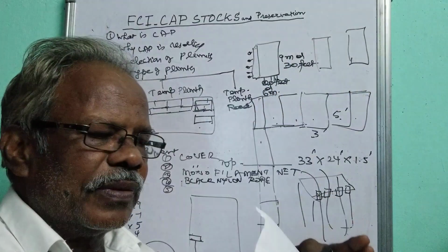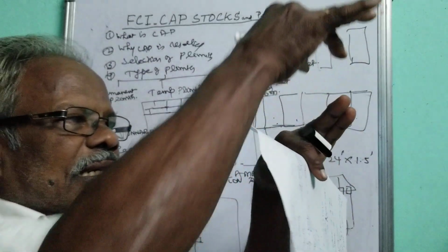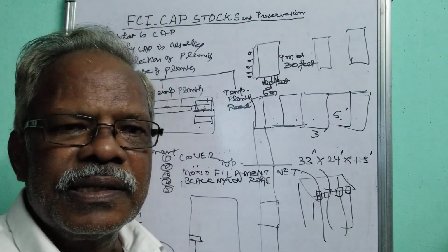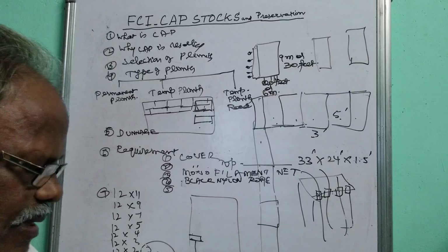Like that, the bags can be arranged. In the bottom, it is 11 bags. Over and above that, in the top layer, only one layer will be there. So totally, like that, the dome formation can be arranged.